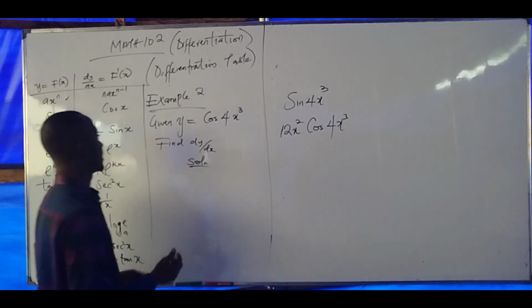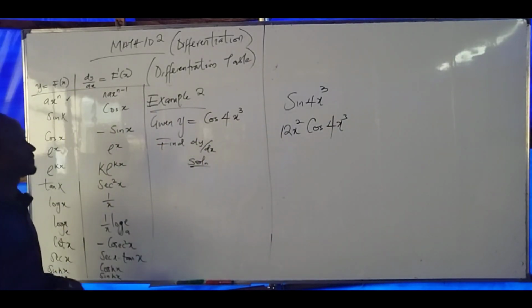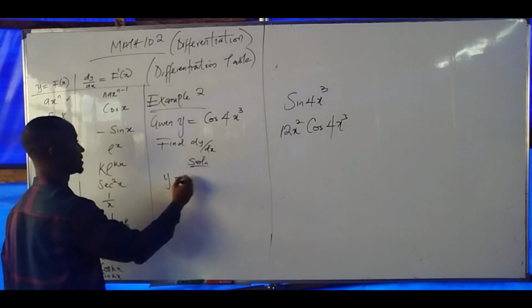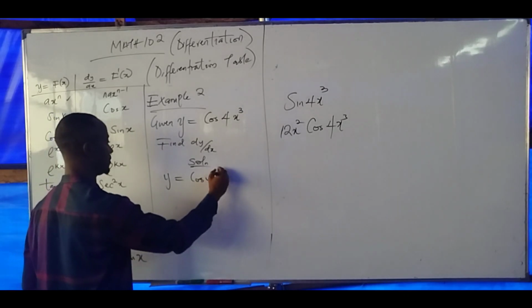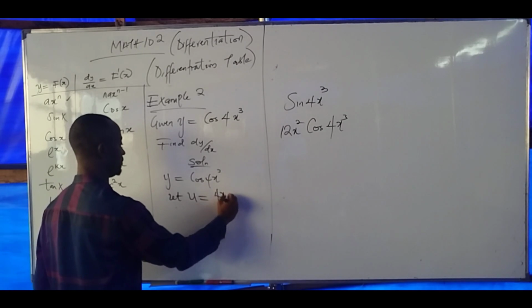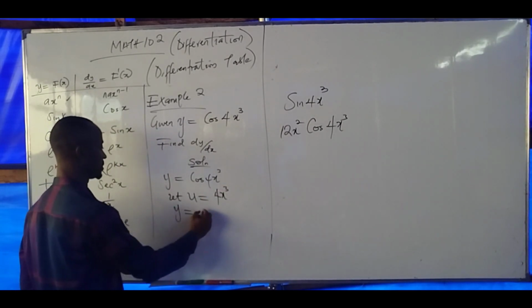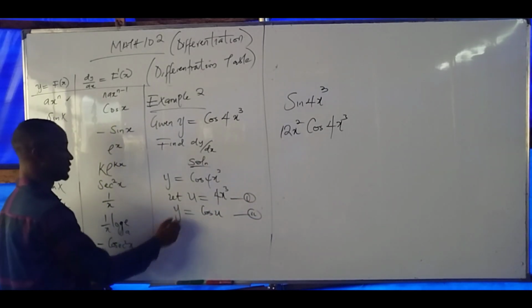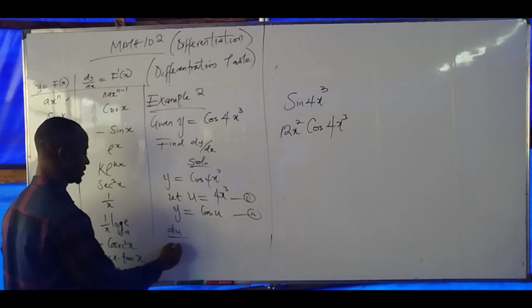Now let's look at this. If y equals cos 4x cubed, and we have to find dy/dx. The same process. y equals cos 4x cubed, with let u equal 4x cubed. So that means my y becomes cos u. Equation 1, equation 2, right? So let's differentiate u, du/dx.